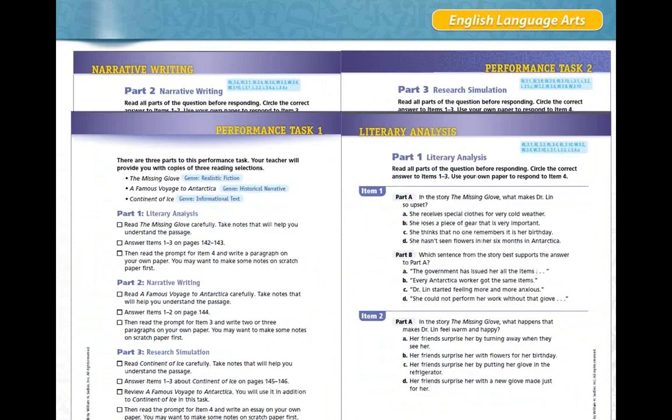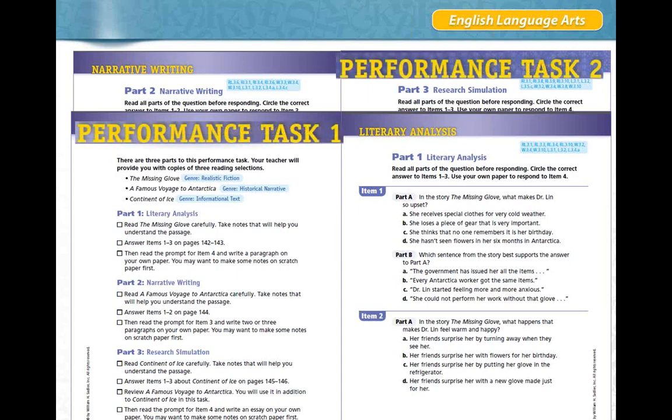At the end of every reading unit, we have a performance task that is taken online. These performance tasks are lengthier and more involved. They ask the student to demonstrate how well they understand the standards, their writing skills, their literary analysis, and research simulations.